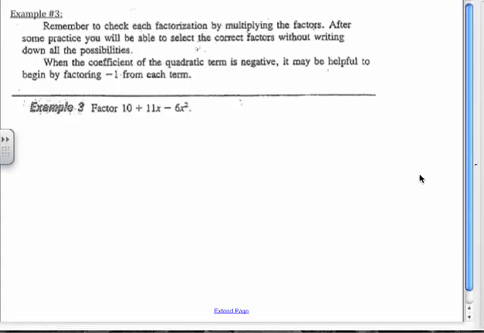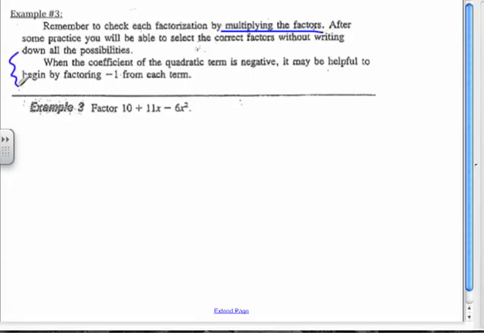Okay, guys, it says remember to check each factorization by multiplying the factors. Always do that. And we've done that. And we've been doing that. After some practice, you'll be able to select the correct factors without writing down all the possibilities. Maybe you can, but I can't. I'm not that good. But some people are. I've seen people do that.